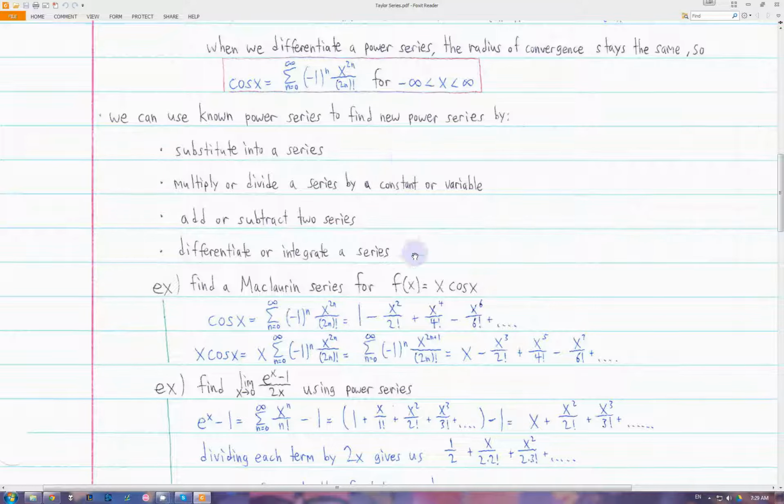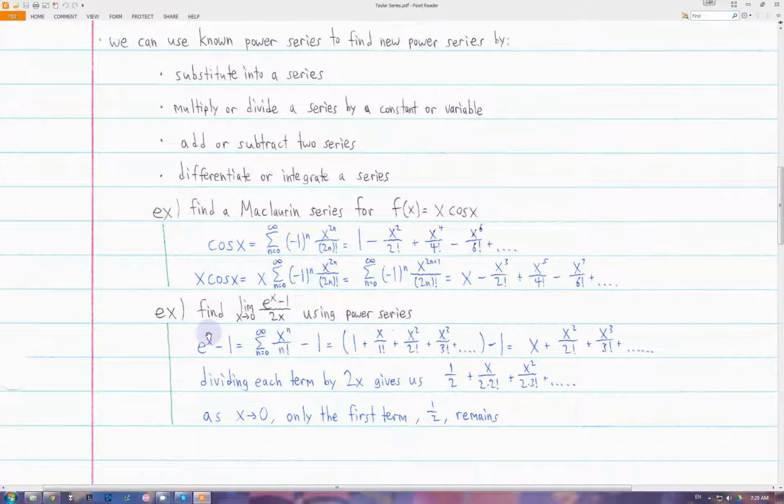So for example, if we want to find a Maclaurin series for x cosine x, well, we already know the Maclaurin series for cosine x, which is here, so we can just multiply it by a variable, which is x. So when we multiply this general term by x, we just add 1 to this exponent to get x to the 2n plus 1. Or you can think about it as distributing this x to each of these terms individually.